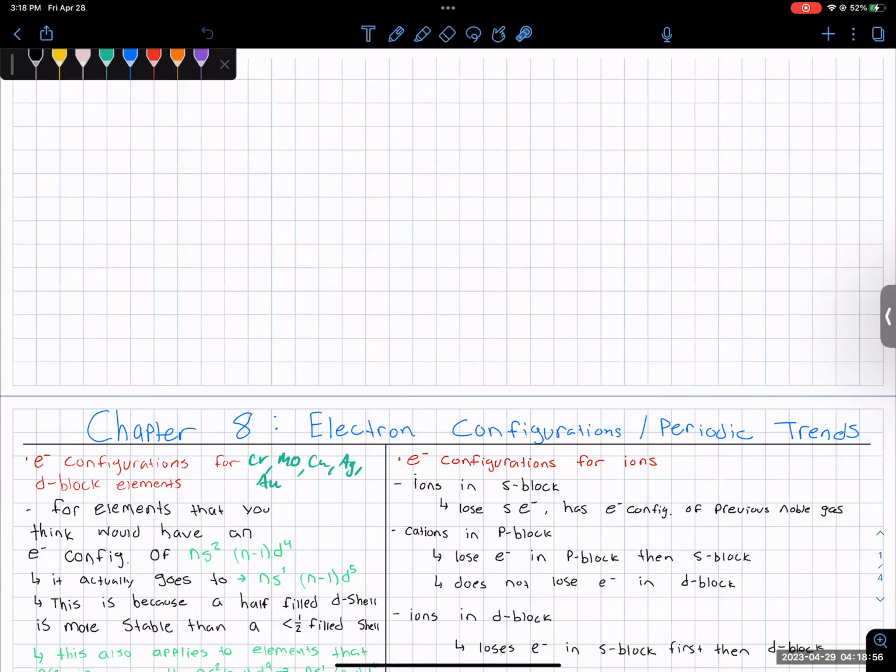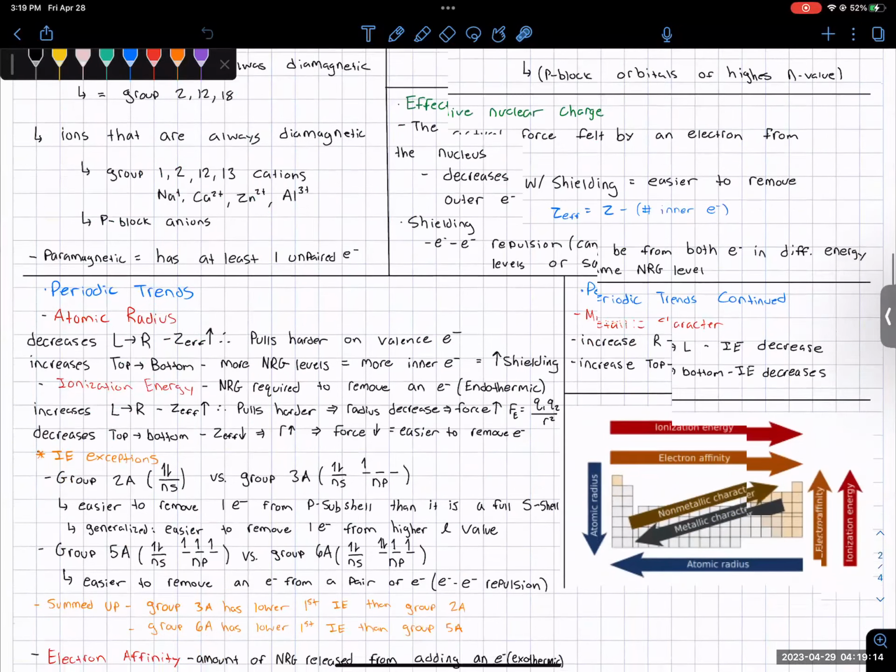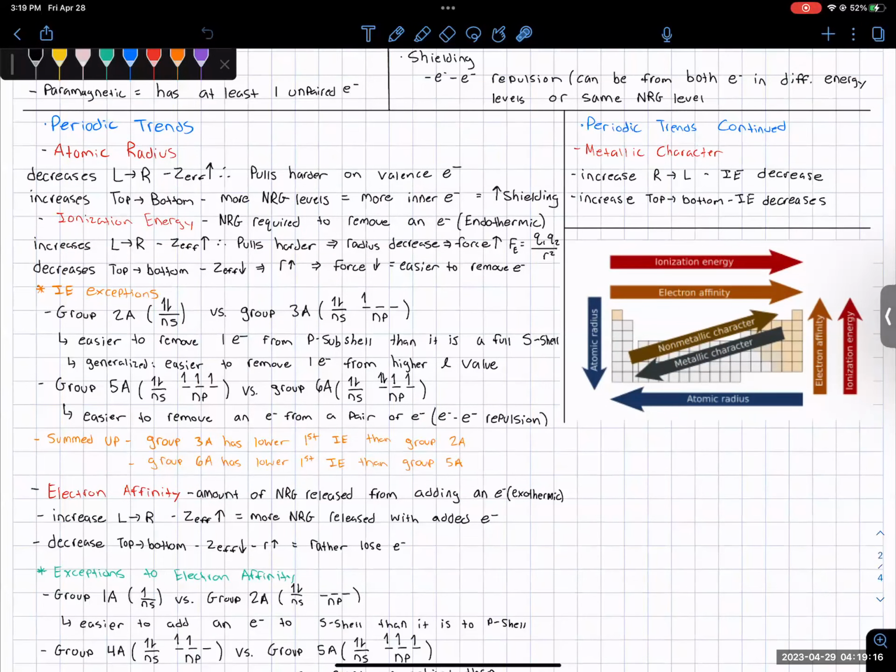All right, electron configuration and periodic trends. So there are some exceptions, as you all know, to electron configuration, those being chromium, molybdenum, copper, silver, and gold. We're over here, periodic trends. So to reiterate, those exceptions are there. Then shielding exists as well.